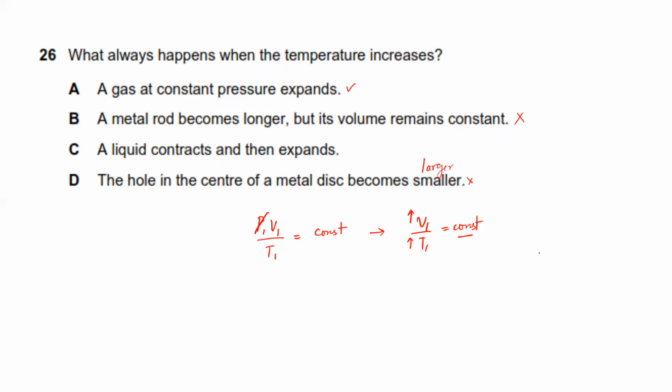So this is a metallic disc. If the temperature increases, this outer disk expands, and this inner disk, the atoms over here are basically stretched in this direction. So the whole radius increases. So the answer A is the best choice we have.